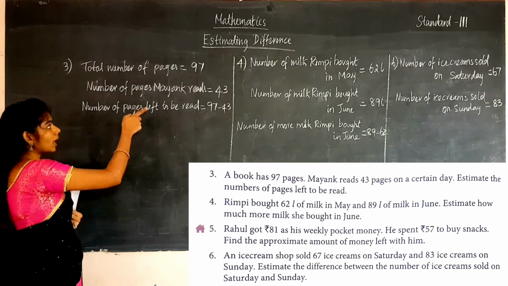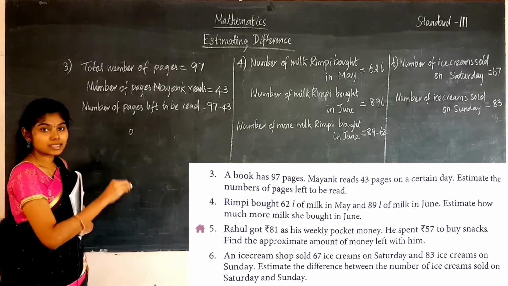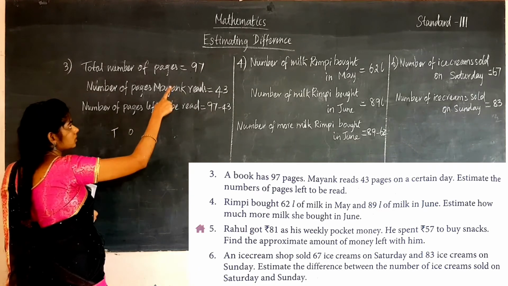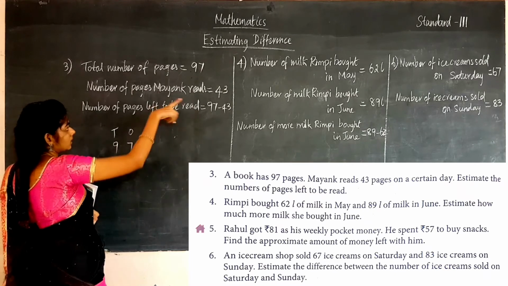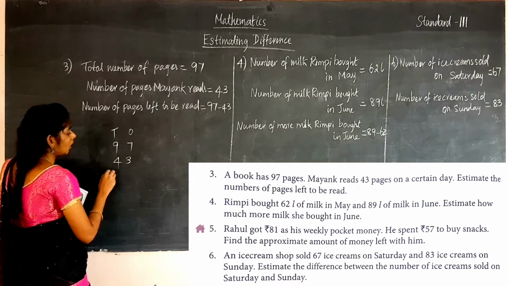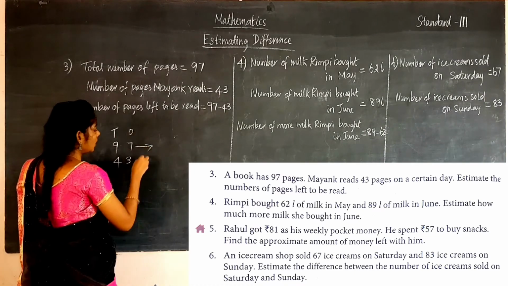So first we have to write the places. We have to estimate the difference. So to estimate, first we have to round off the numbers. So write the places. What are the values there? 7 ones and 9 tens. And the next number is 3 ones, 4 tens. Now you have to subtract these numbers. Before subtracting we have to round off each of the numbers.